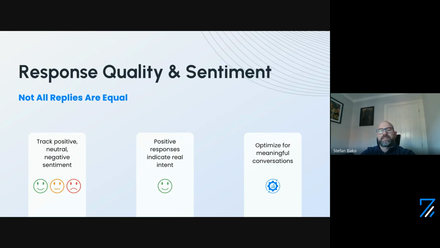Response quality and sentiment. So this is where we move beyond vanity metrics. A reply is not success. A positive reply is. Launchpad allows you to break responses into positive, neutral, and negative. And you can do it by using AI, or you can do it manually. This is critical because it tells you whether you're attracting the right kind of attention. So you want to optimize for conversion that actually turns into opportunities.